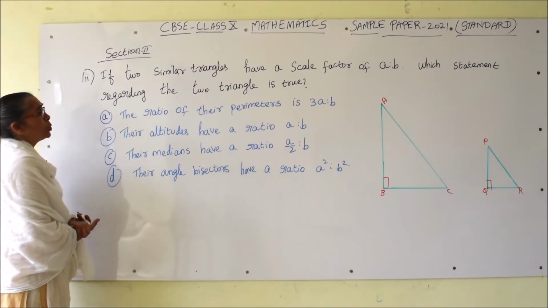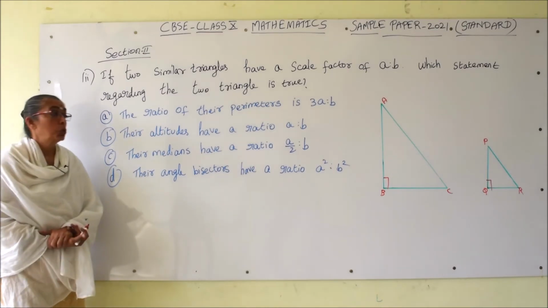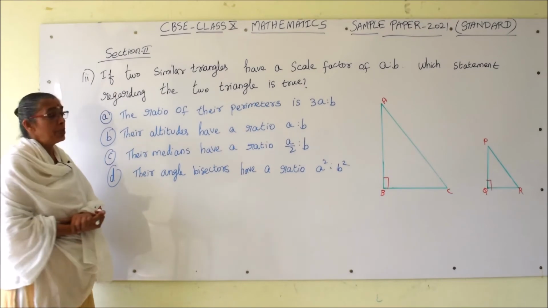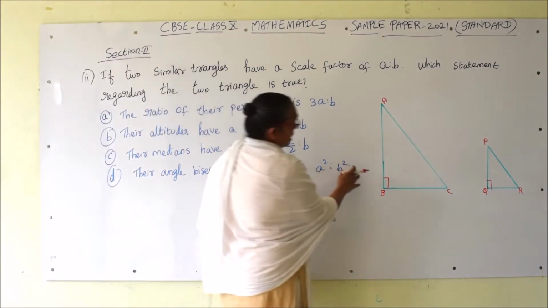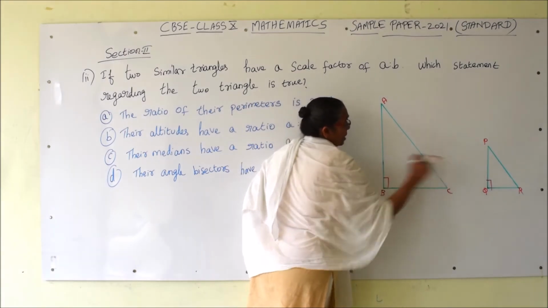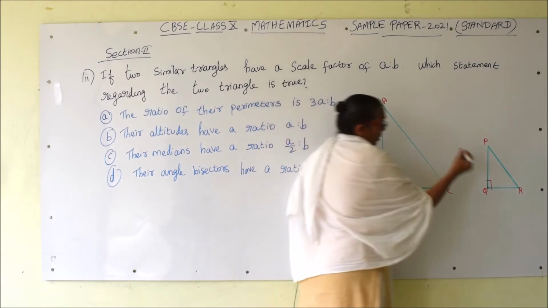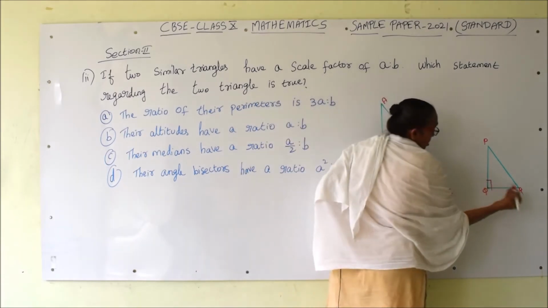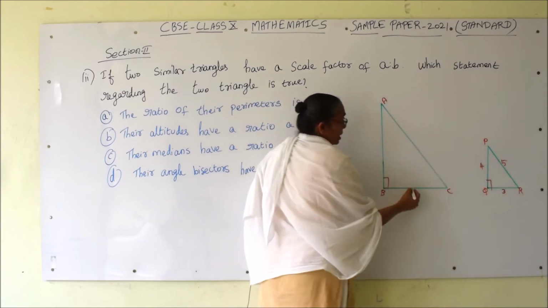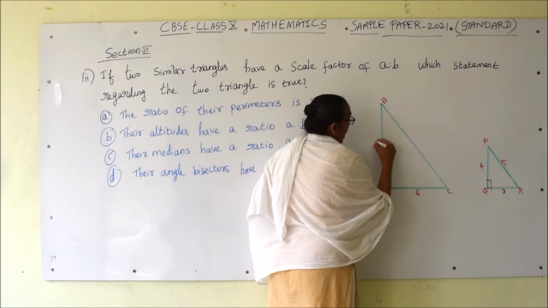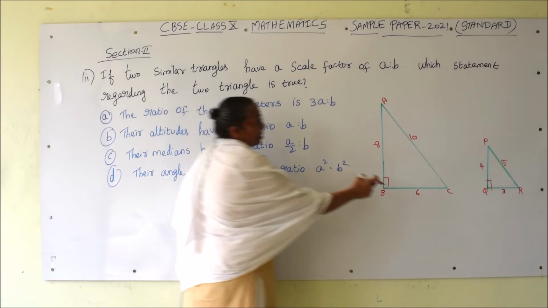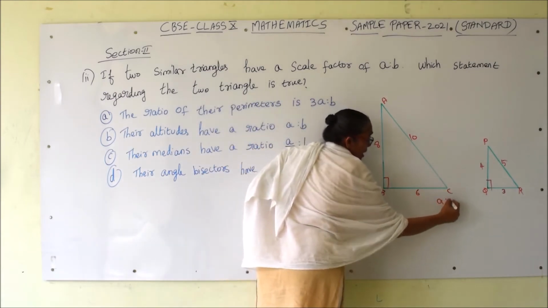Now, third one, if two similar triangles have a scale factor of A is to B, which statement regarding the two triangles is true? I have taken for example two similar right angle triangles. You can see here these are the two similar triangles and this angle is the right angle, and I have drawn the diagram with the measurements as Pythagoras triplets. This one is taken as 3, 4, 5 and here it is 6, 8, 10, so that this satisfies the scale factor. The scale factor A is to B is 1:2.